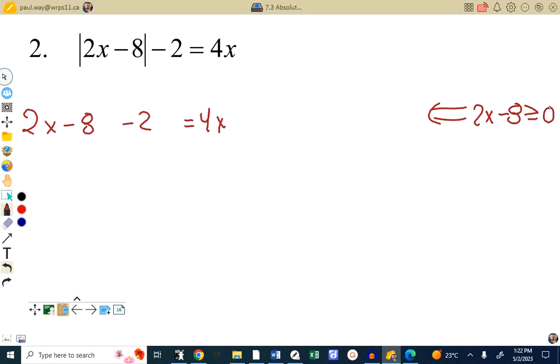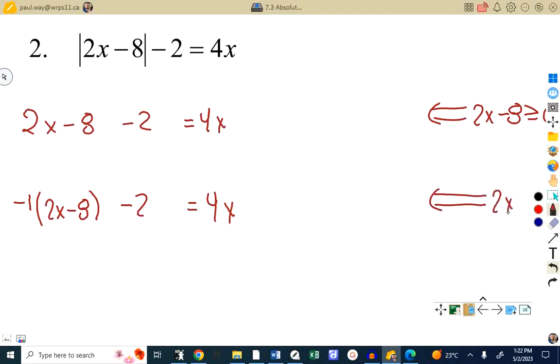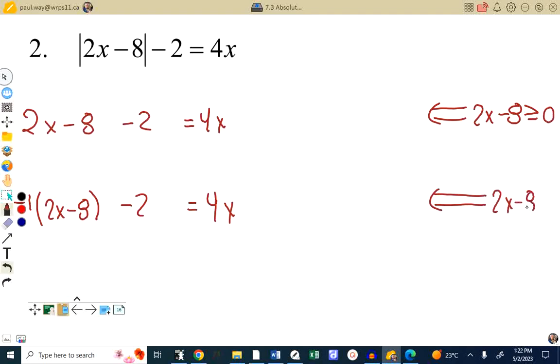Our second equation is going to be negative 1 times 2x minus 8 minus 2 equals 4x. And that equation is only going to be valid where 2x minus 8 is negative. Well, let's solve this for x. Let's take this inequality of 2x minus 8 and solve it for x. I want everybody to rearrange it for x.